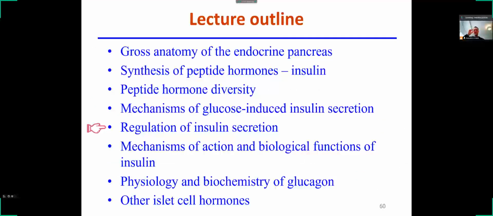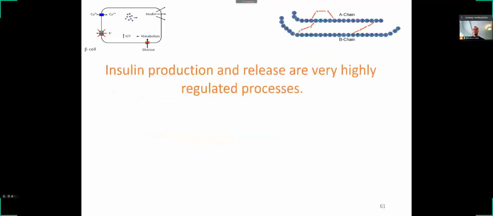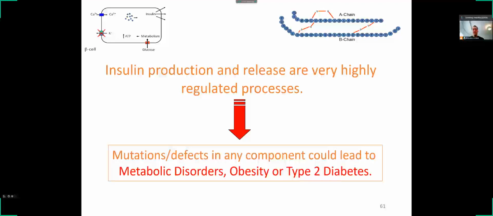Okay, so let's talk now about a little bit how this is regulated. So insulin production and release are clearly very important for a variety of metabolic features within the body. So this requires a very close monitoring and control of the process. So it means that it becomes highly regulated at a variety of steps. And mutations or defects in any of these can lead to either metabolic disorders, obesity, or type 2 diabetes.